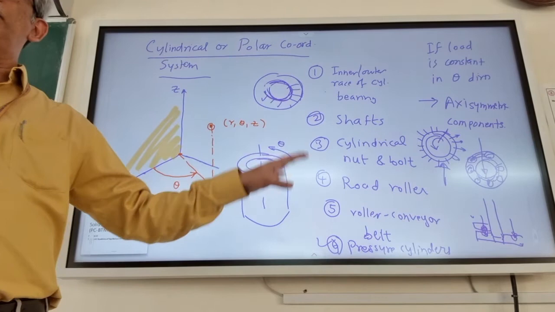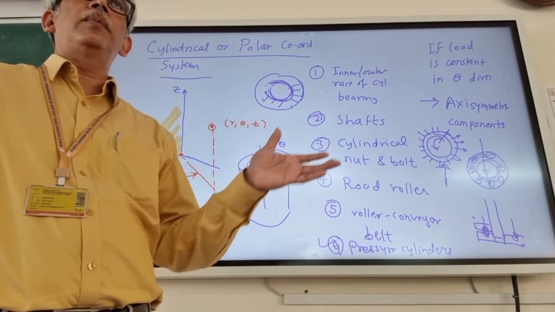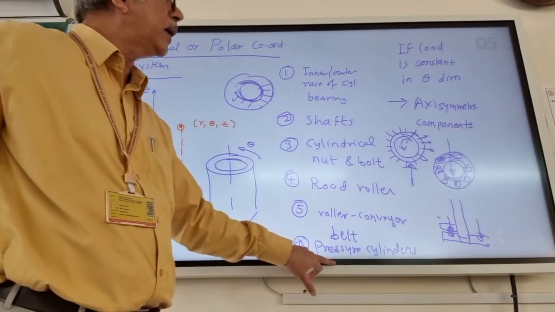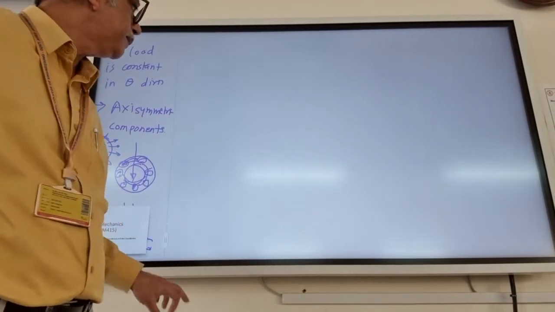The way we will be developing these equations is starting with the equilibrium equation. We have developed the 2D and 3 dimension equations in Cartesian coordinates. We have developed the equations of equilibrium.